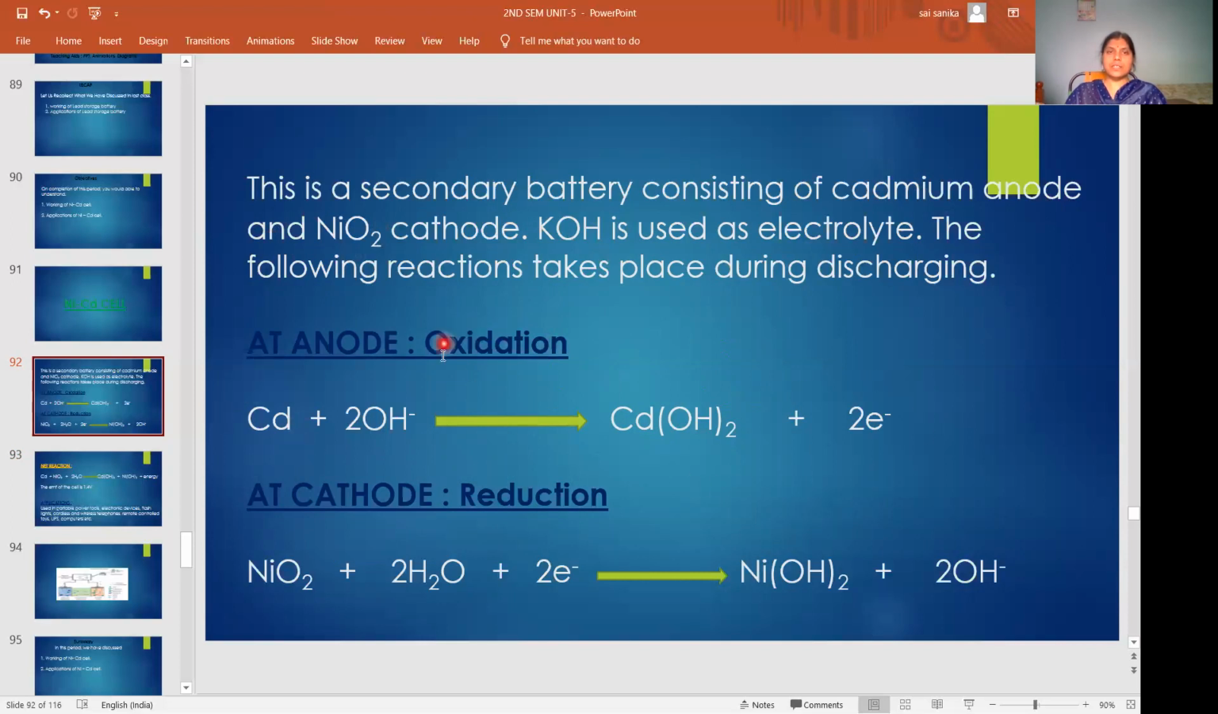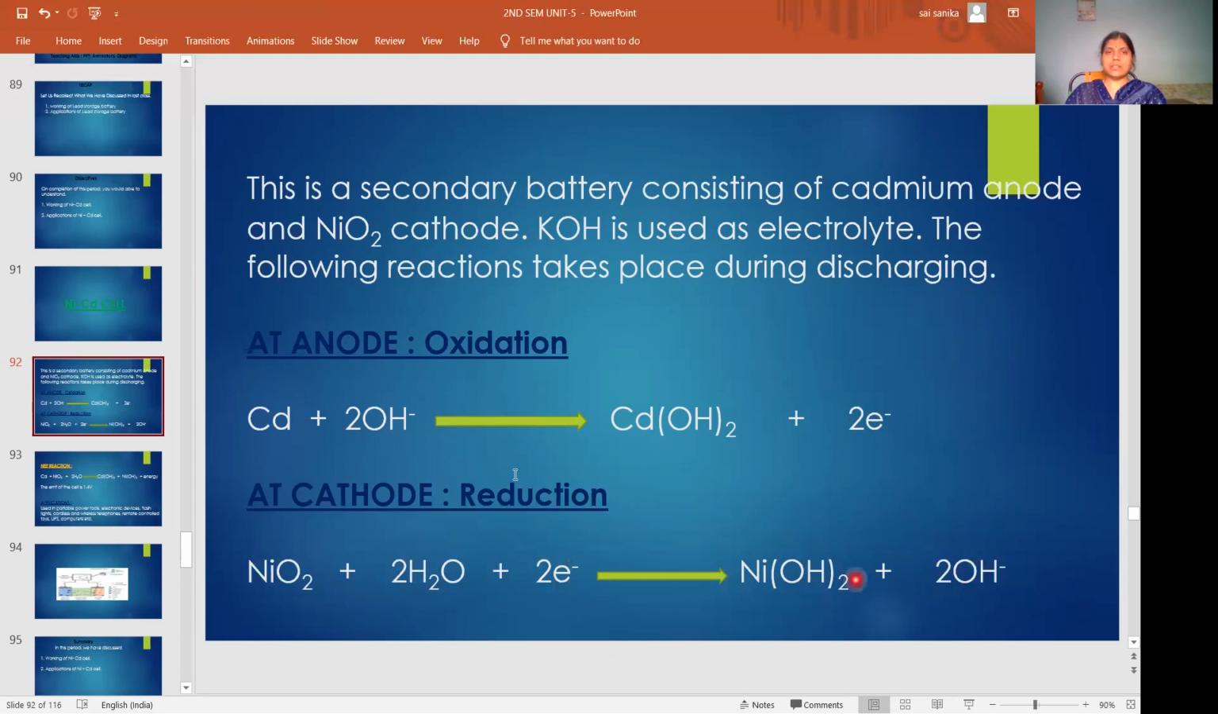So at anode, which reaction? Oxidation. So cadmium is undergoing oxidation. It is reacting with two OH minus ions and forming cadmium hydroxide. At cathode, what is the reaction? Reduction. So which is undergoing reduction? Nickel oxide. The nickel oxide is converting into nickel hydroxide. So it is reacting with water molecules and electrons and forming nickel hydroxide, and two hydroxy ions are formed.